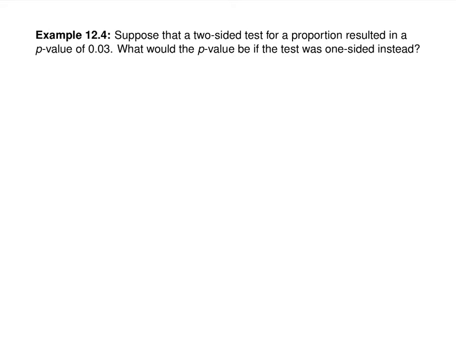Suppose a two-sided test for a proportion resulted in a p-value of 0.03. What would the p-value be if the test was one-sided instead? 0.015. P would have been half of 0.03, or 0.015, exactly. Of the two tests that we had above, part A, that would have been one or two-sided? Two-sided. And part B, in example 12.3, would have been one-sided. Okay, good.